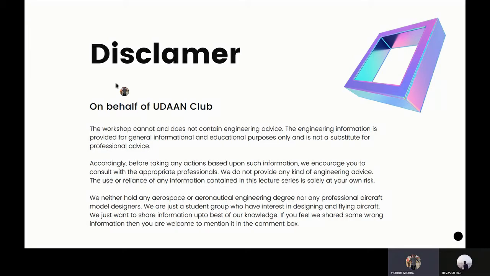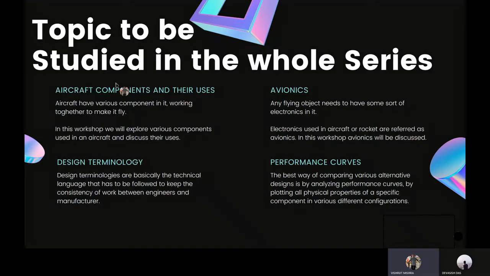Previously we dealt with basic aircraft components, and in today's lecture we will be discussing the design terminology of an aircraft. Okay, so stick with us and hope you guys will enjoy it.